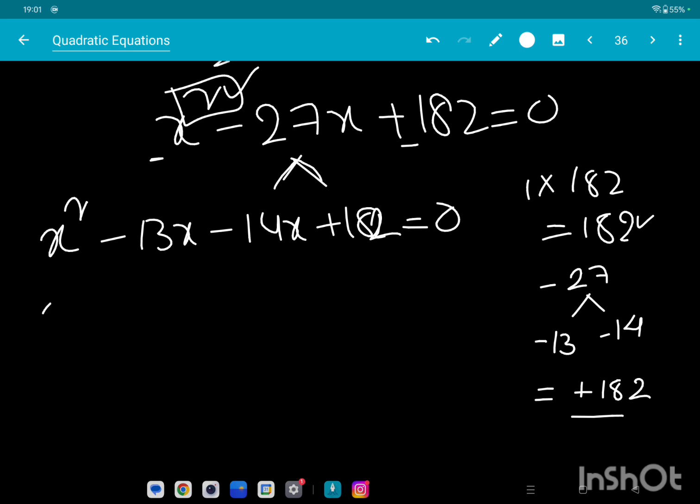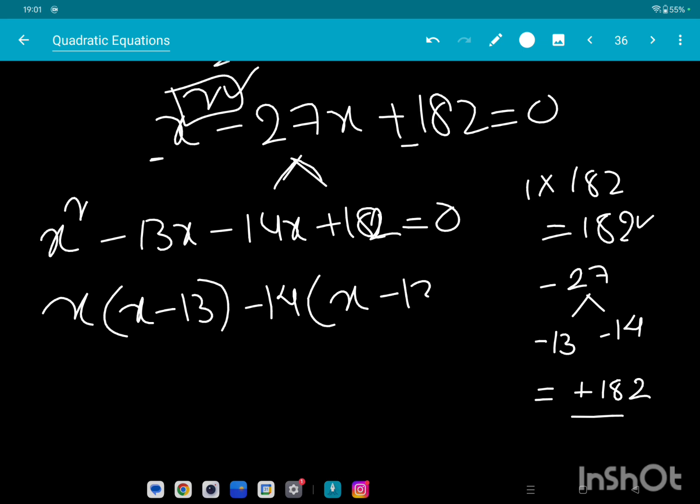Right? So if I take x as common, then what will I get? x minus 13. If I take minus 14 as common, then I'll get x minus 13 as well. If you want, you can multiply as we already did. Minus 13 and minus 14 will become plus 182 is equal to 0. This is one term, this is one term.